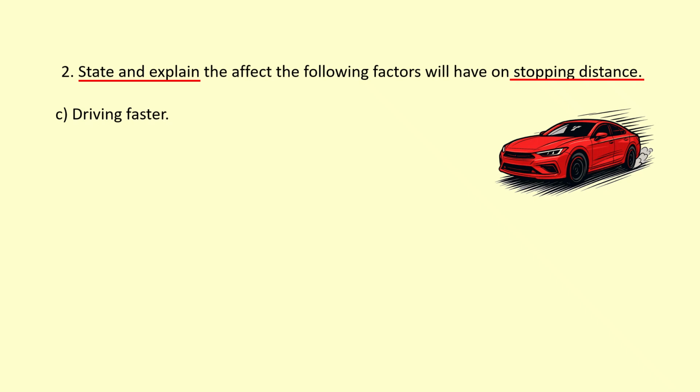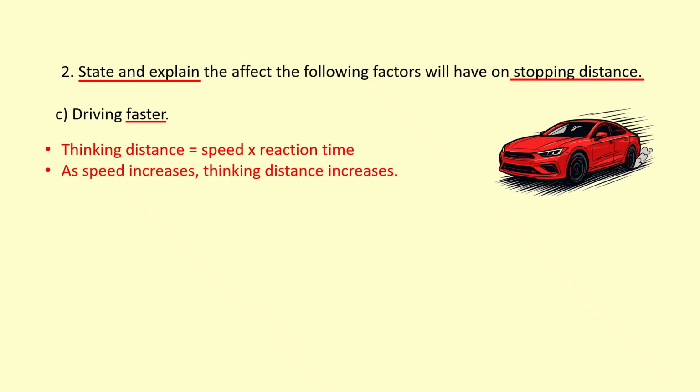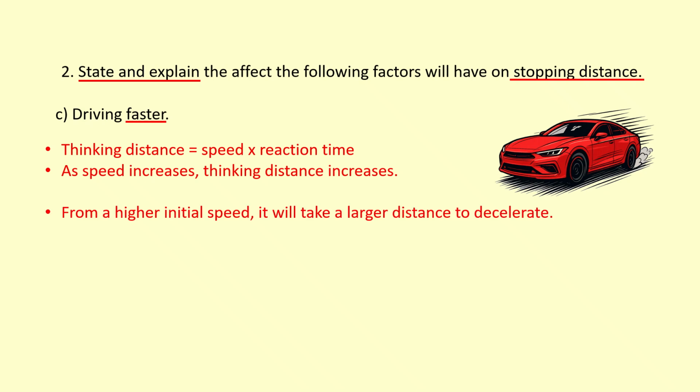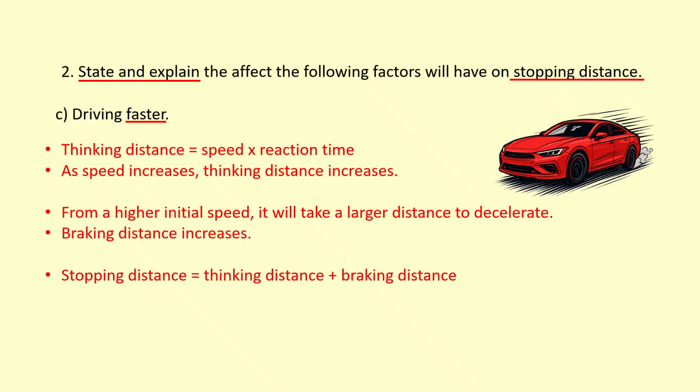Okay, final part. How does driving faster affect your stopping distance? Well, firstly, let's think about thinking distance, which is speed times reaction time. No matter how good your reaction time is, if you're driving very fast, your thinking distance is also going to increase. Because in that same reaction time, you're going to be traveling a larger distance. Now let's think about braking distance. If you're driving very fast, it's going to take a larger distance to decelerate, because even if you've got really good tires and brakes, you will still travel a larger distance once you've hit the brakes. So your braking distance increases. If both of those increase, well, your stopping distance is definitely going to increase.